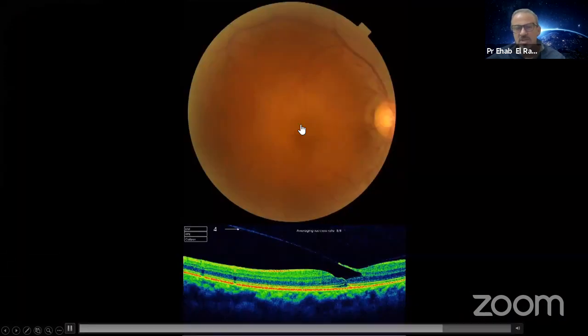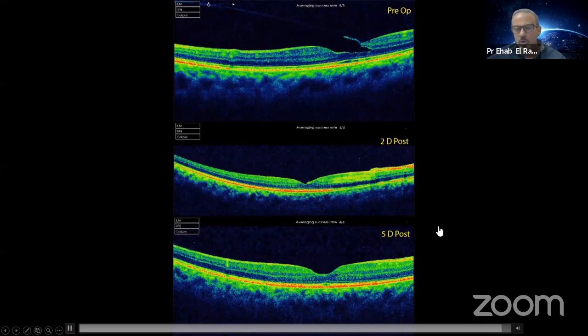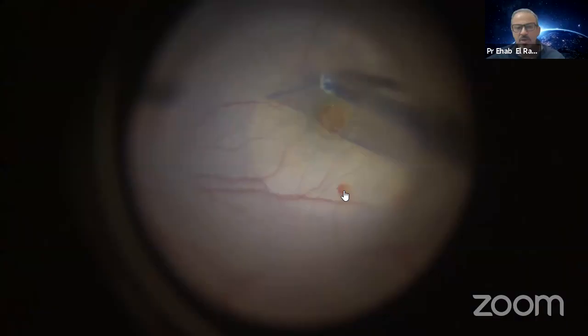Day 2, you can see that the hole closed. This is pre-op, and at day 2 the hole closed, air bubbles still inside, and that's the site where the hemorrhage was right there. At day 5, it's completely gone and the hole closed. So again, these are different types of hemorrhage that happen during ILM peeling, and we keep that in mind.